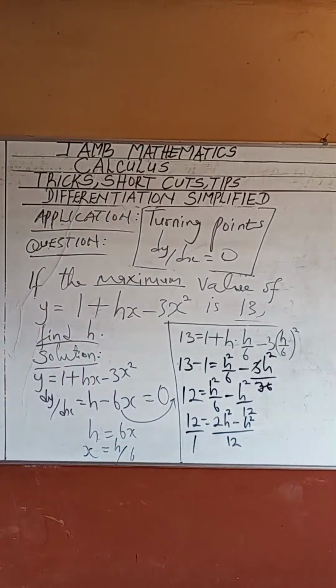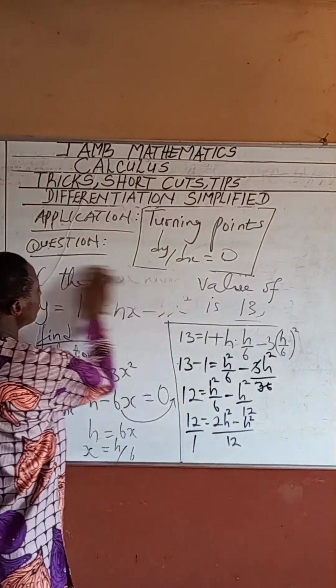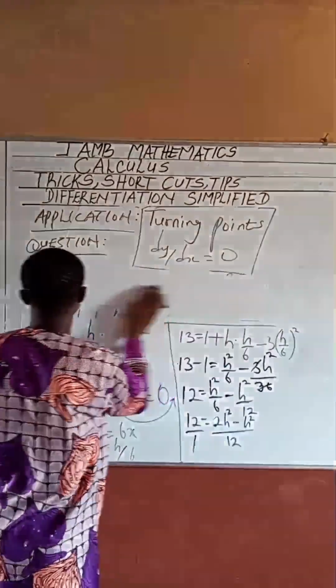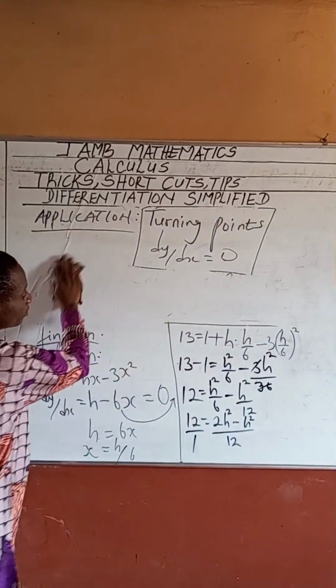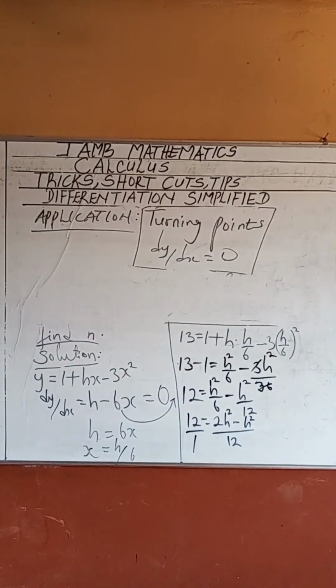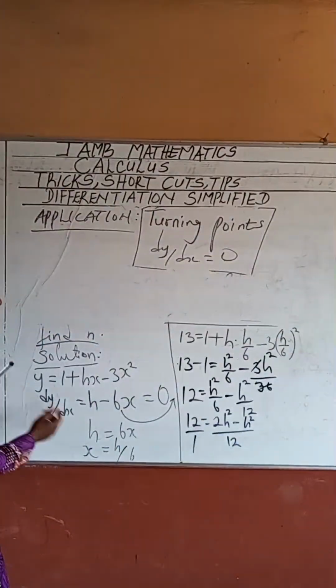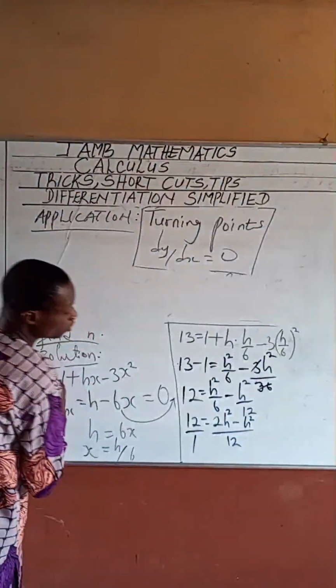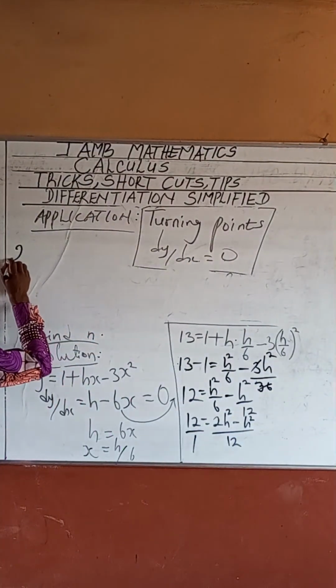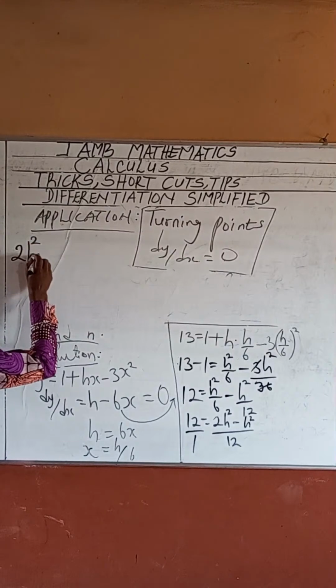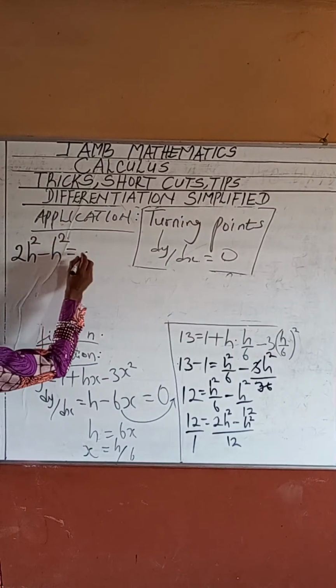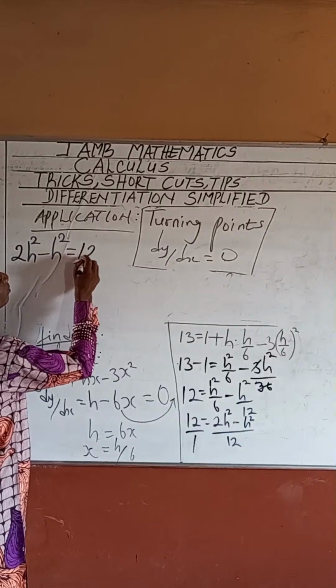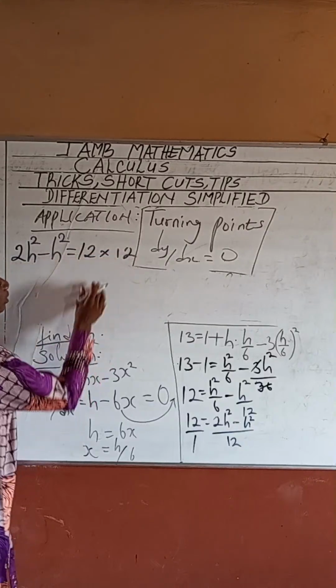So let's proceed. I want to finish up this since we have gotten what we are looking for. In fact, it's in the answer there. So let's look at this particular point here. And this is 2h squared. Let me just write it the way it is there: 2h squared minus a squared. But don't do this in JAMB, okay? This is 12 times 12 because time is running.